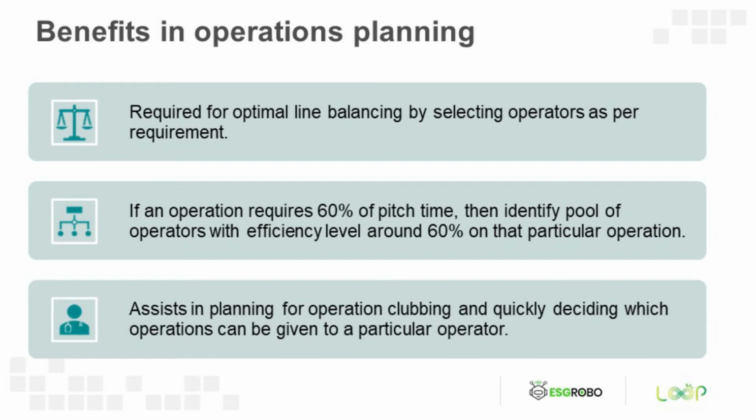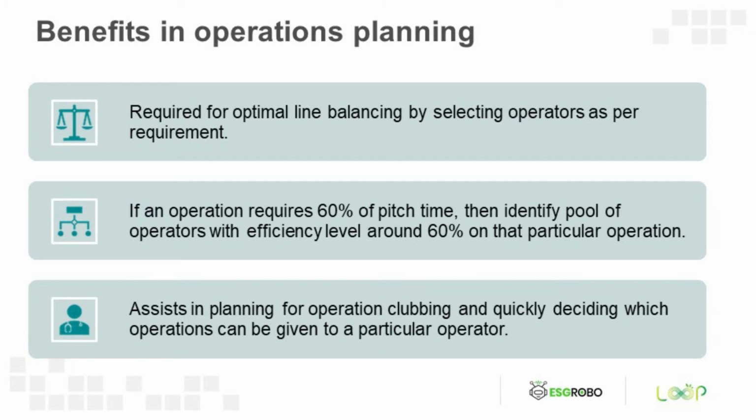In operations planning, it comes across as a very useful and handy tool for optimal line balancing. So the IE department or the production managers can use it to select the operators as per the requirements of the operations bulletin for each style. For example, if as per the plan a particular operation requires, let's say, 60% of pitch time, then they can identify a pool of operators with an efficiency level of around 60% for that particular operation.